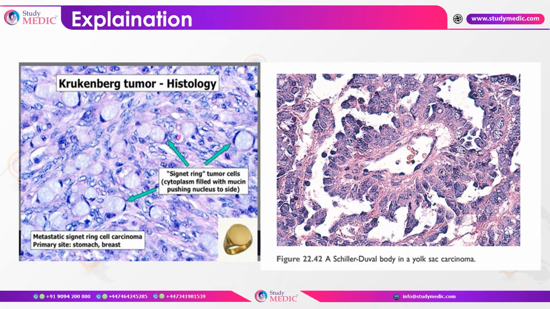Now in the picture on your right, you can see the Schiller-Duval body, and in the center you have the blood vessel which is lined by flattened tumor cells, and beyond that you have fibrin or fibrosis.